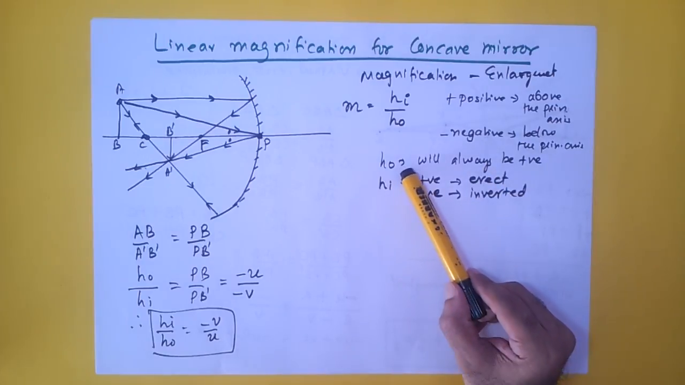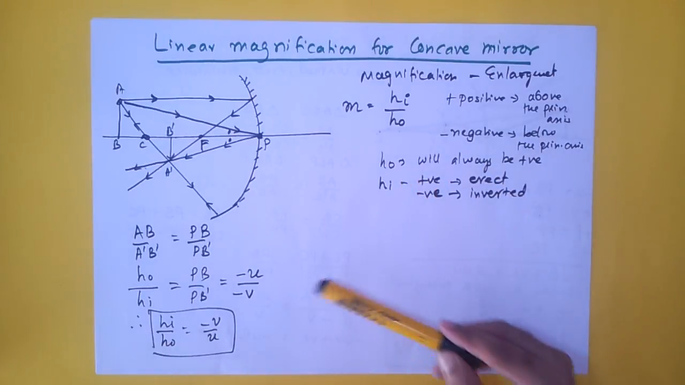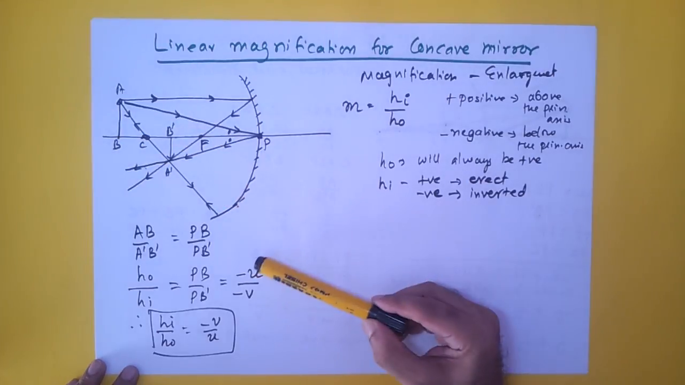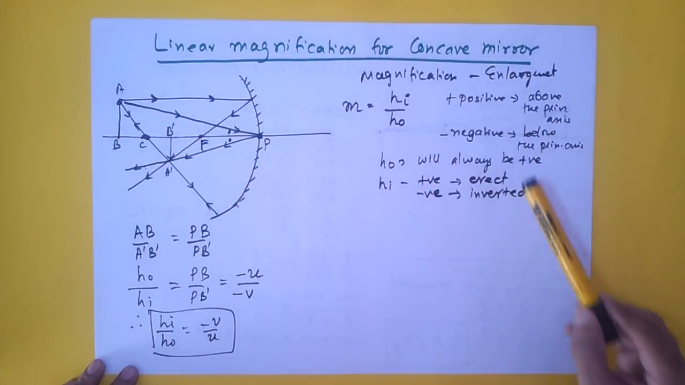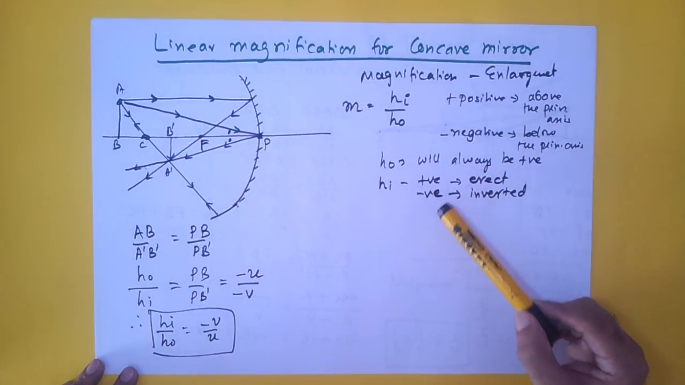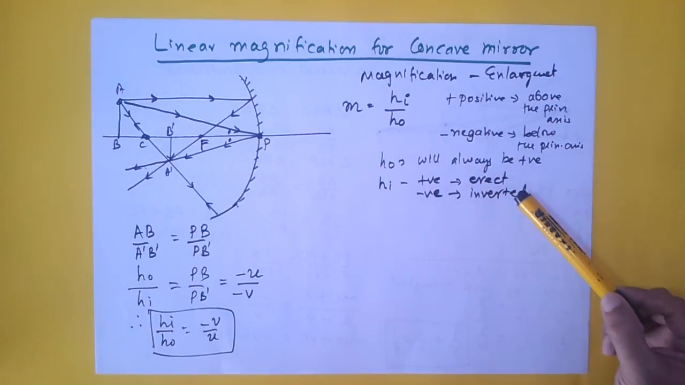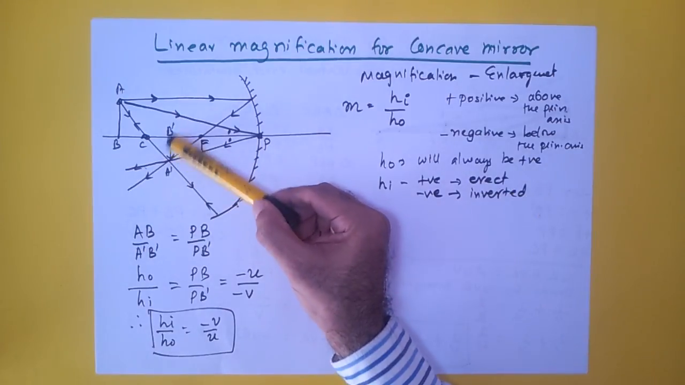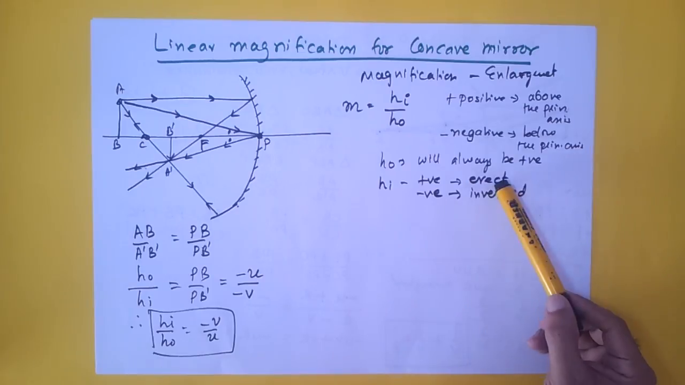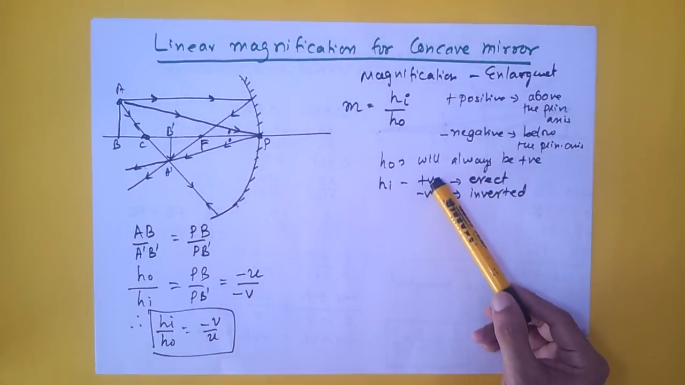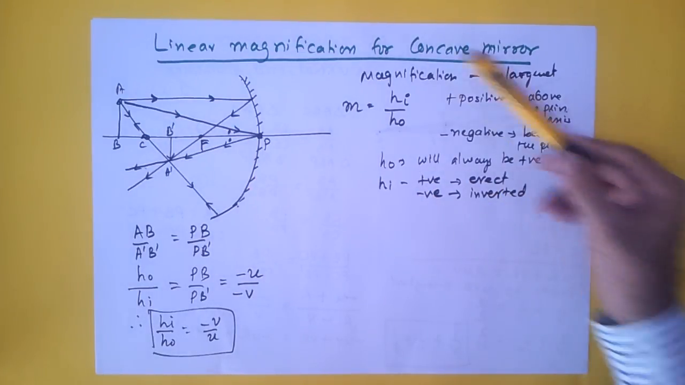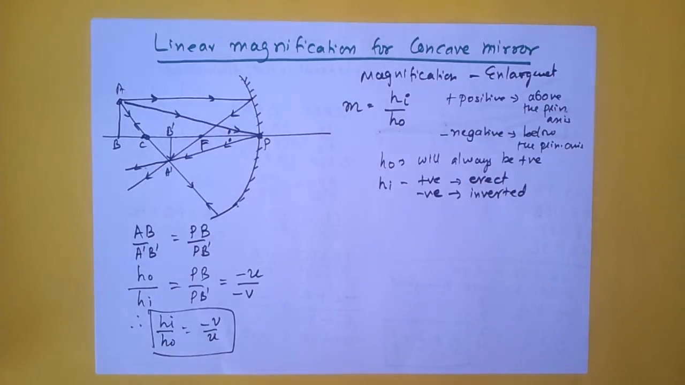Now HO, that is height of the object, will always be positive because the object we are always going to place upright, vertical, above the principal axis. So HO will always be positive. HI can be positive or negative depending upon whether the image is erect or inverted. If it is inverted, as seen over here, minus sign. If it is erect, vertical, then we will have a positive sign. So this is the sign convention we will be using when we look at linear magnification.